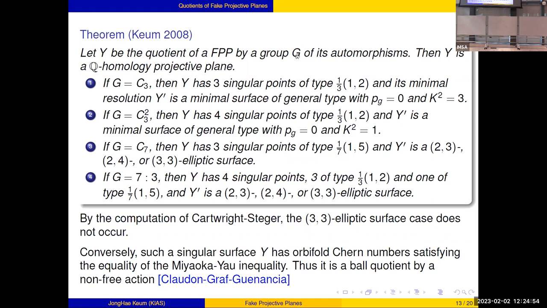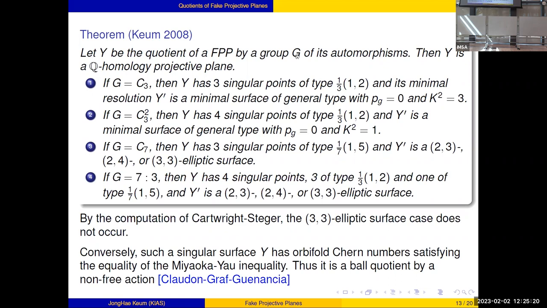Its order is the greatest common divisor of the multiplicities, as can be seen by Aubin and Yau. And by the explicit computation of Cartwright and Steger, they computed the fundamental group for the quotient. Actually, the order 3 does not occur. So the 3-3 analytic surface case does not occur.